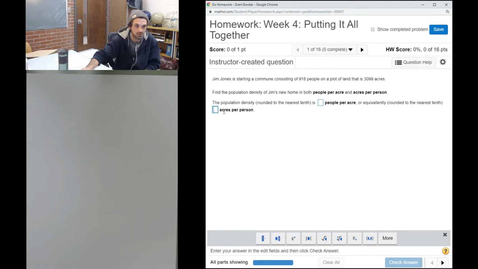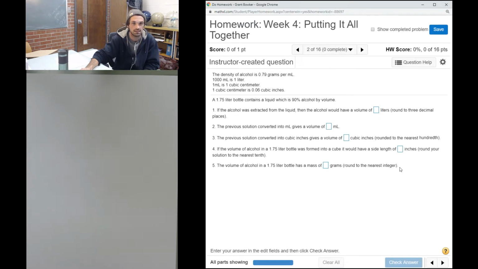For this response, you want acres per person, so you'll take the number of acres and divide it by the number of people, and that will get you through this first problem. This first one is more of a warm-up than anything, and I thought it was a fun question myself. If you don't know about Jim Jones, go ahead and Google it.